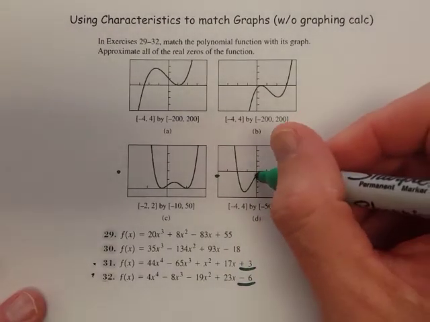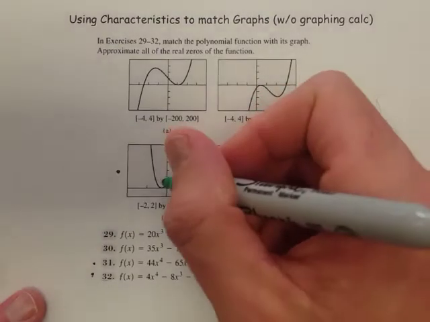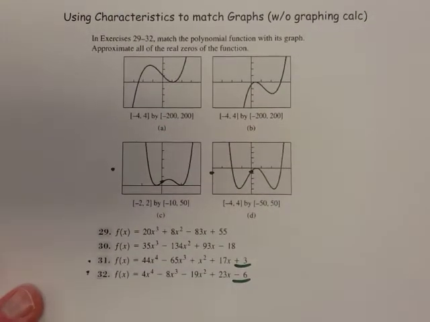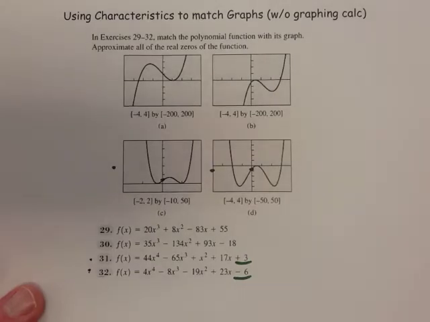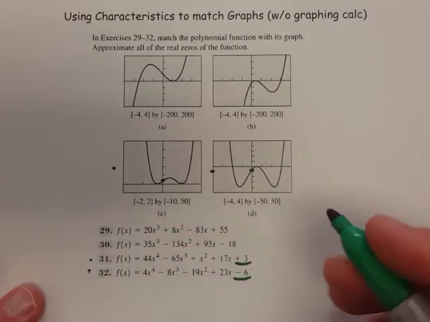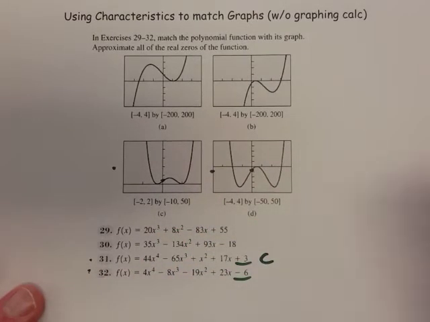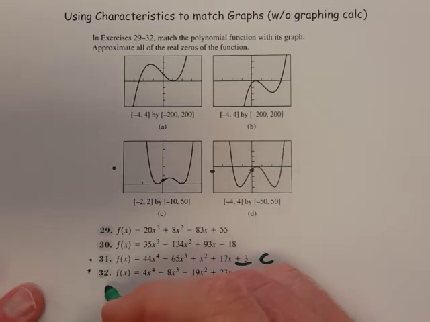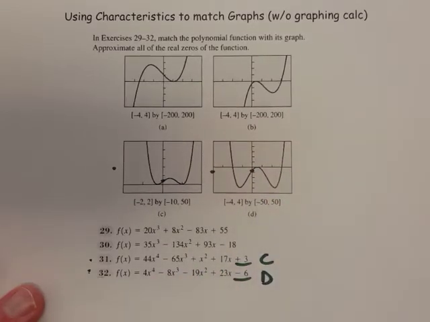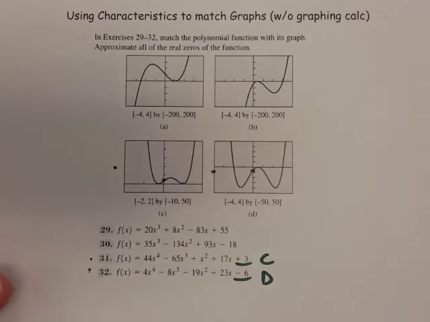So here's one that's negative. Here's a y-intercept that's positive, and so I guess what that would lead me to believe then is that number 31 is going to be C, number 32 is going to be D. So that takes care of those 2.